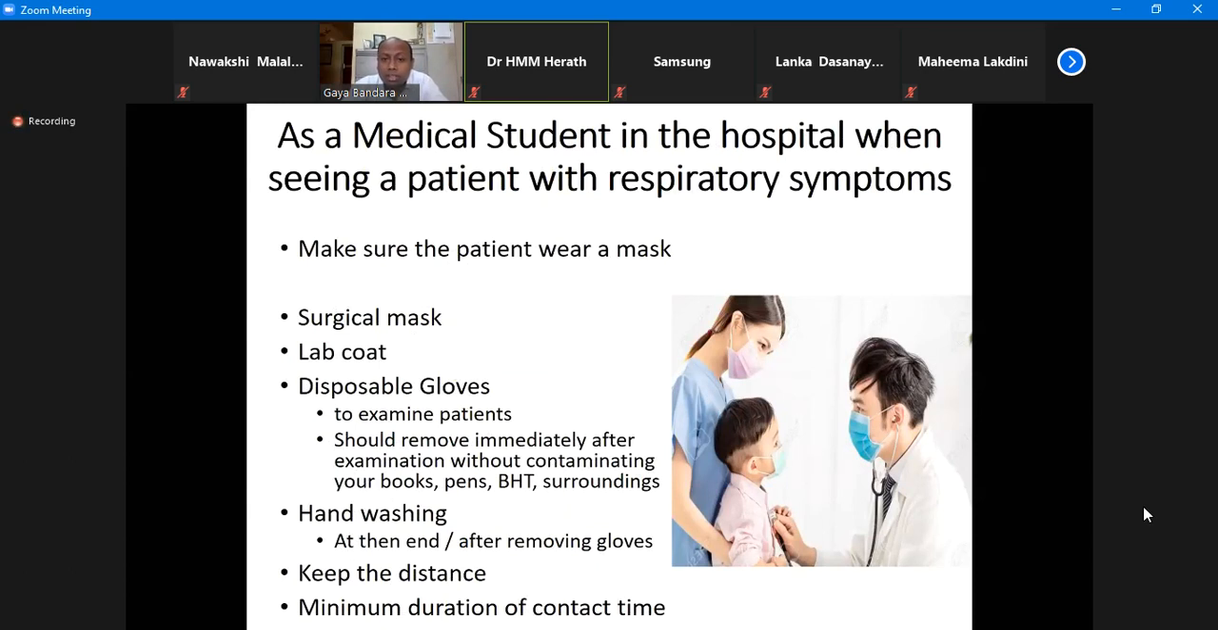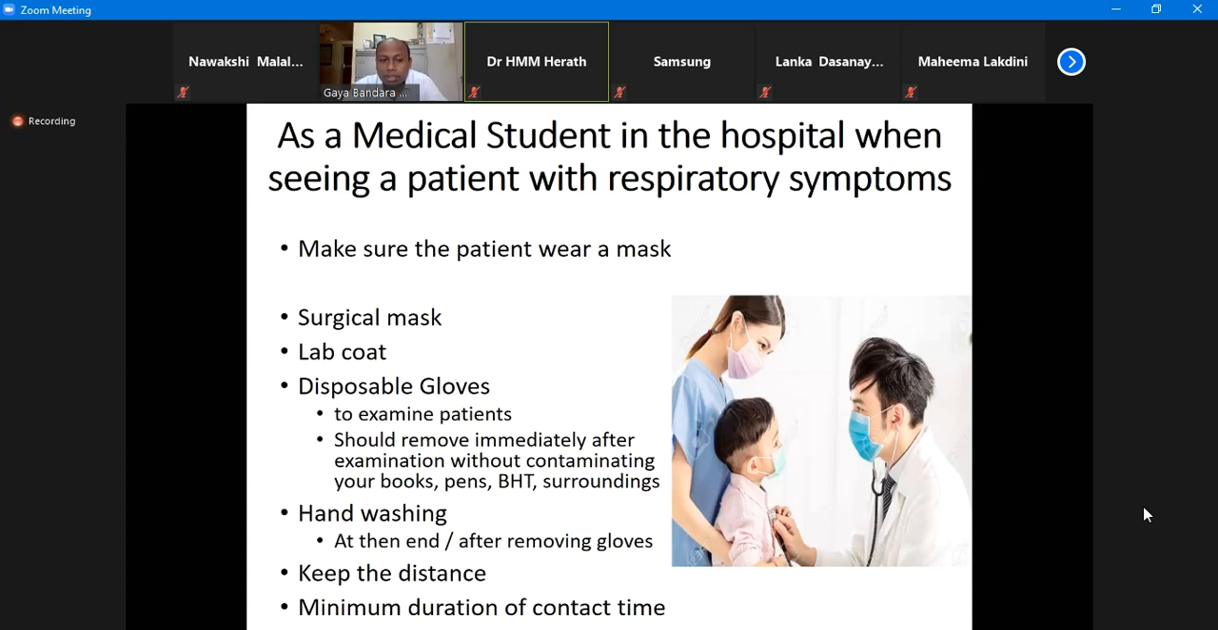So while you are in the hospital, you may have to examine or take histories from patients with respiratory symptoms. Before you do that, always make sure whether the patient wears a mask. The patient should be wearing a mask, and then you can approach with a surgical mask and with your lab coat.